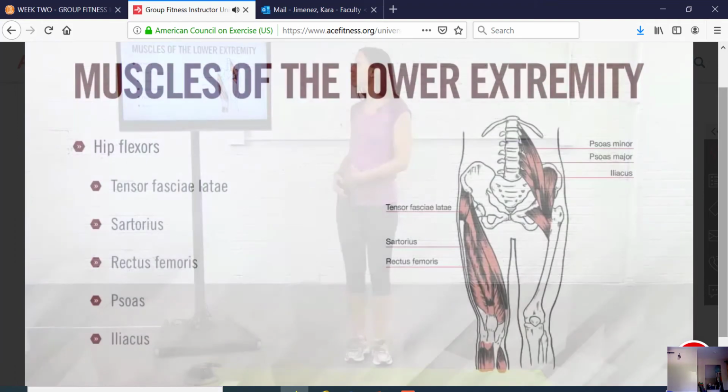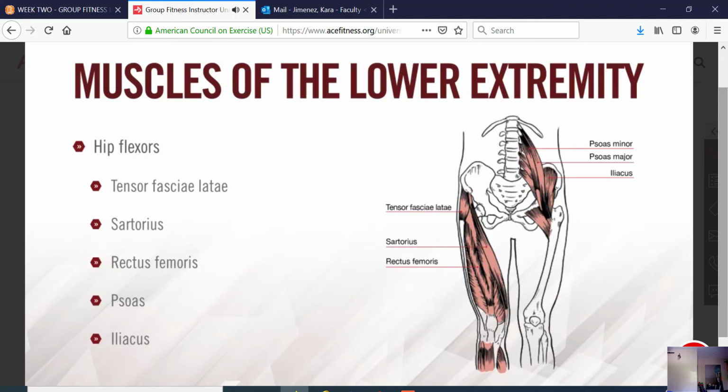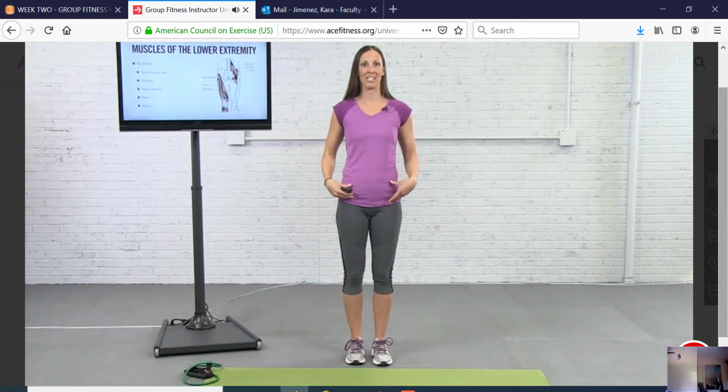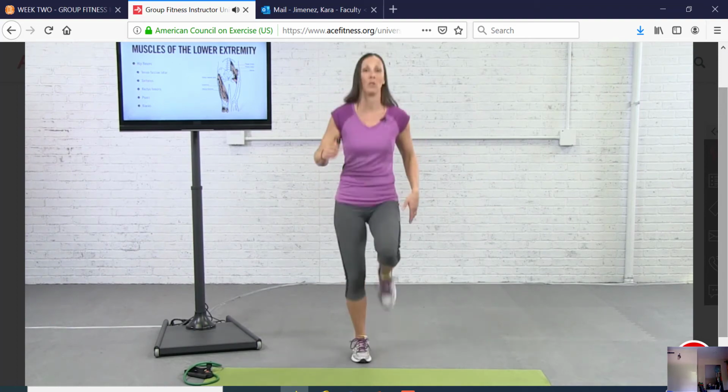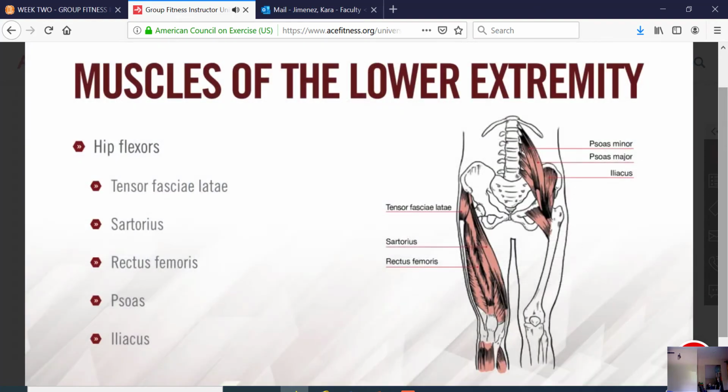flex. The rectus femoris, we just saw that as a quadricep muscle, but here is a time where we have one muscle that acts on 2 joints. So it acts on the knee, and it also acts on the hip. And finally, your psoas major, minor, and your iliacus. Together, these muscles are called your iliopsoas, and they also flex the hip. Exercises like high knees are going to work your hip flexors.